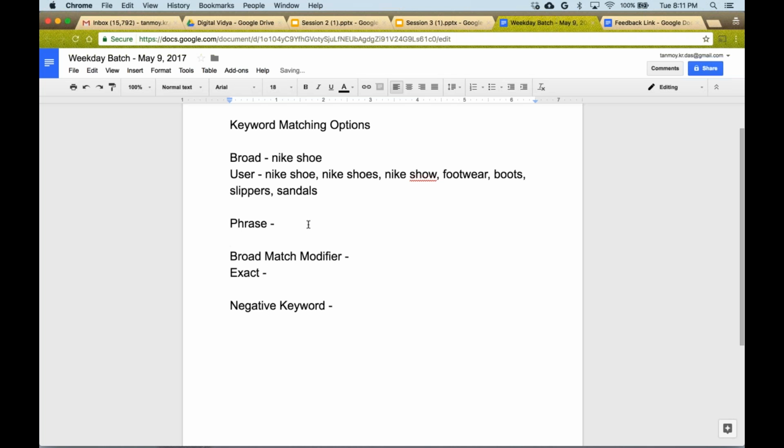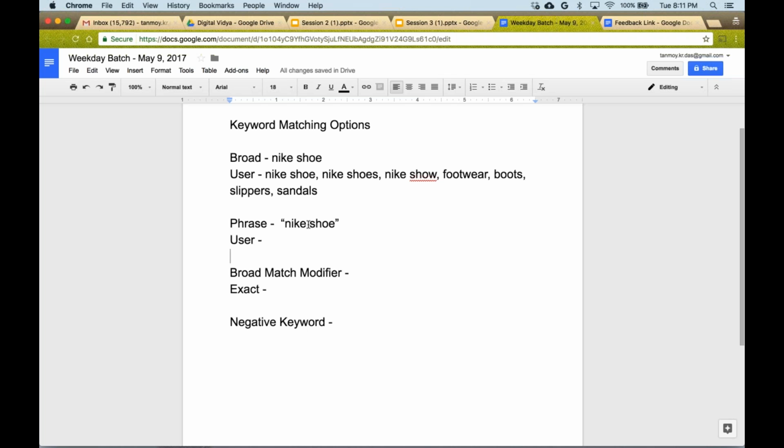All right, the next one is your phrase match. Let's say my keyword is again Nike shoe. If you want to make your keyword a phrase match, you have to put it in quotes. This is what phrase match says: if a user comes to google.com and searches for your keyword with something written before the keyword or after the keyword, nothing in between, only then are the chances that your ad might show to him or her. Something like this.